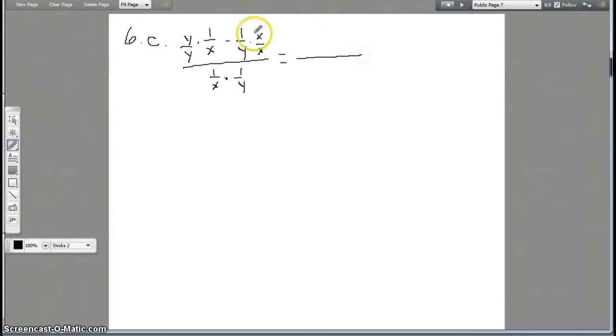So I'm going to draw my fraction bar. y times 1 is y, minus 1 times x is negative x. That's over xy. In our denominator, we have 1 over xy. We have two choices at this point. We can either rewrite this as a fraction divided by a fraction, and when you divide by a fraction, that's the same as multiplying by its reciprocal. Or we can say, look, we have the same denominator for both of these fractions. If we multiply the numerator and the denominator by xy, then we'll have xy over xy, and what we will end up with is y minus x over 1, which is just y minus x.